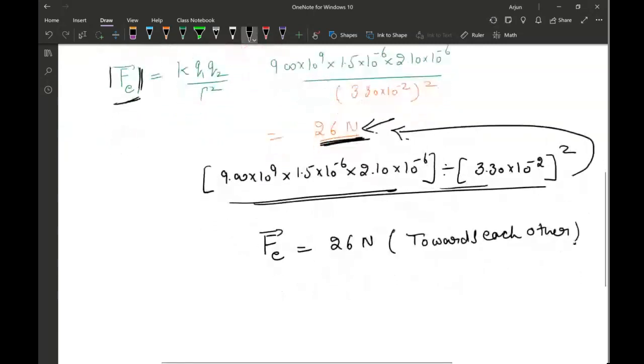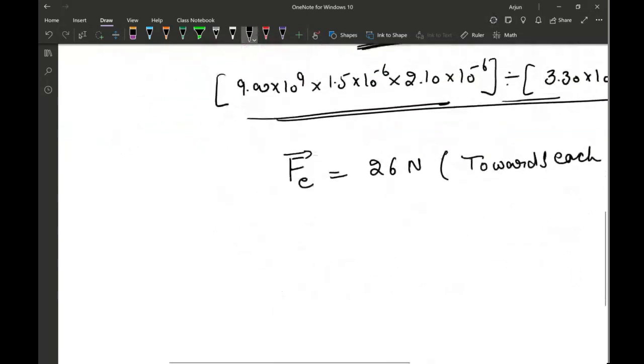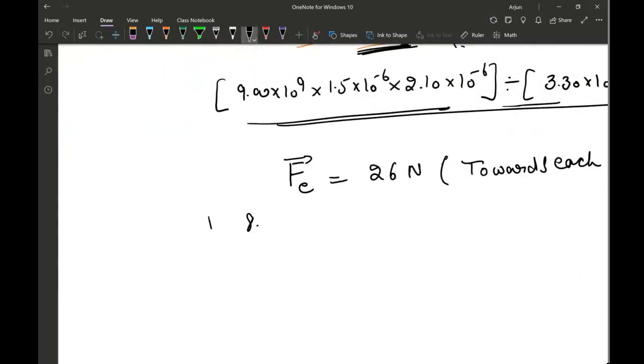Now, some of you might find in your formula booklets that the k value is written as 8.99 times 10 raised to the power 9. So don't confuse it with this. These two are literally the same. There's not much of a difference.